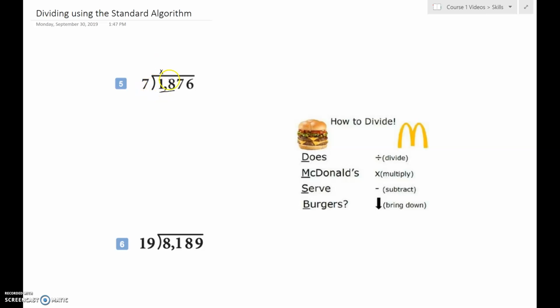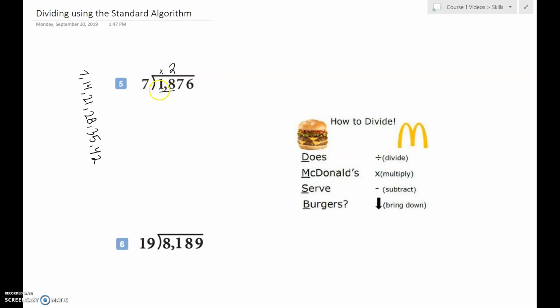Well, how many times does 7 go into 18? So if you want to write the multiples, I'm going to write the multiples of 7 going down. So 7, 14, 21, 28, 35, 42. All right, I'll stop for right now. How many times does 7 go into 18? Well, the closest one is 2 times. So that's the division part.